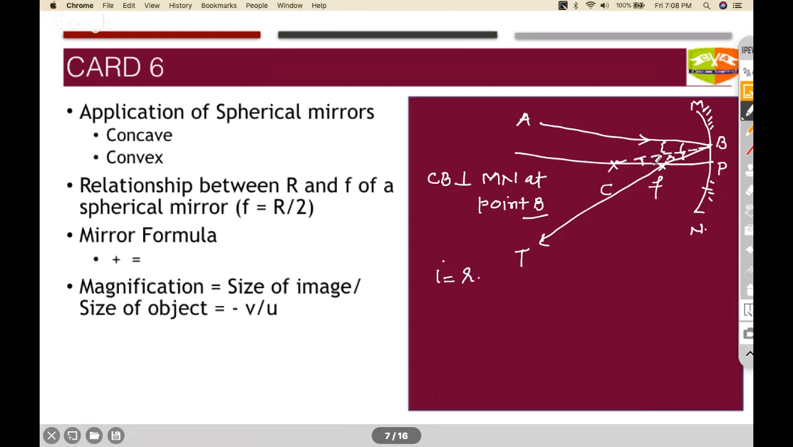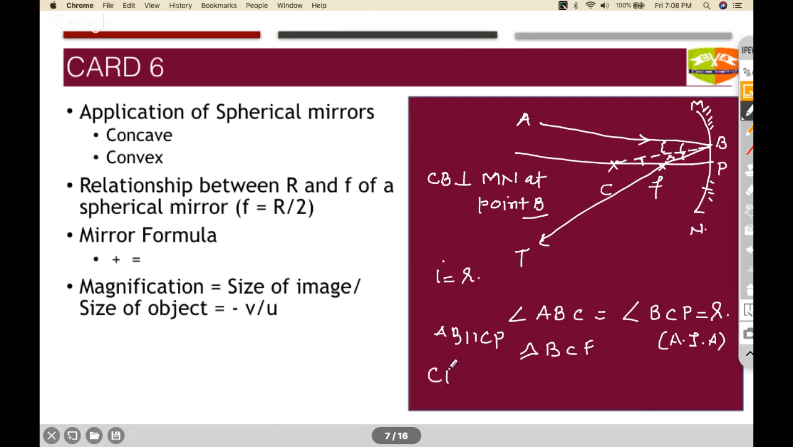Now what would be this angle? Try to understand, angle ABC is equal to angle BCP. Why is it so? Because AB is parallel to CP, so these two are alternate interior angles. Both these angles are equal to r. So in triangle BCF, opposite to angle B the line CF is there, and opposite to angle C the line BF is there. Now try to understand, if the aperture is very small, this line BF would be equal to FP.